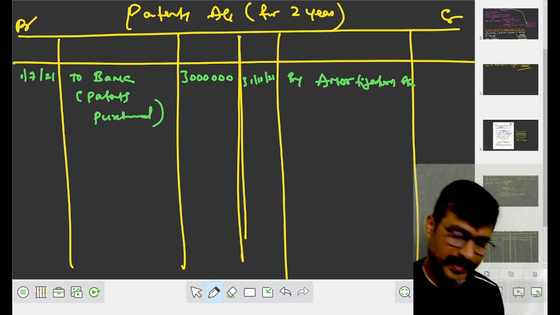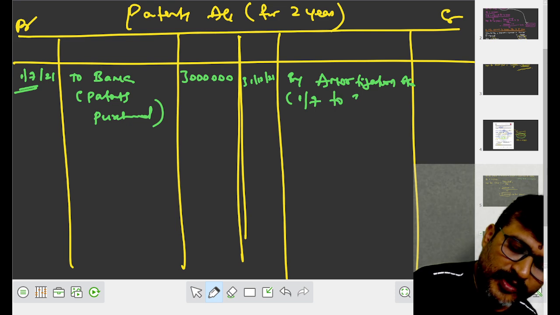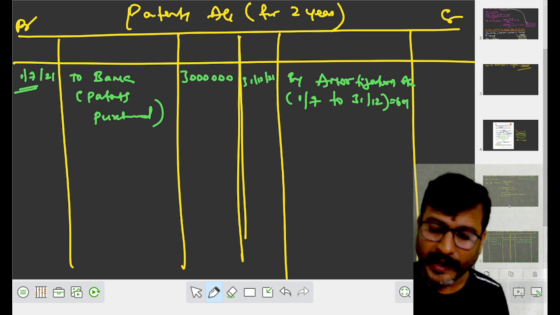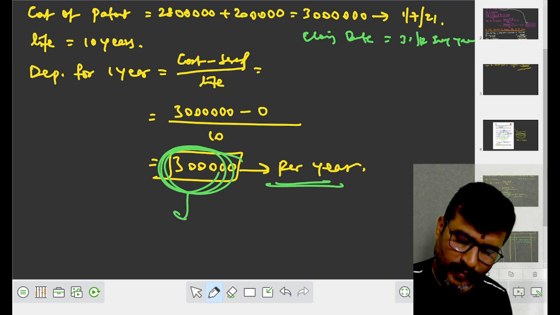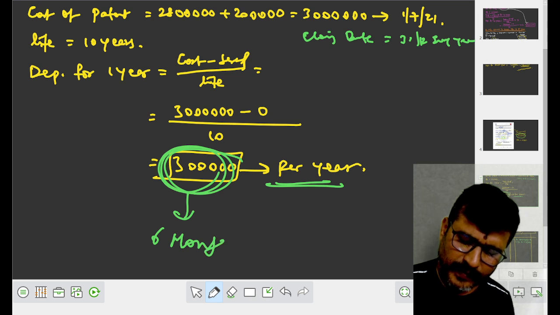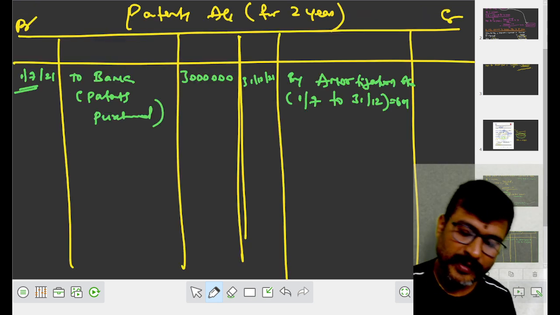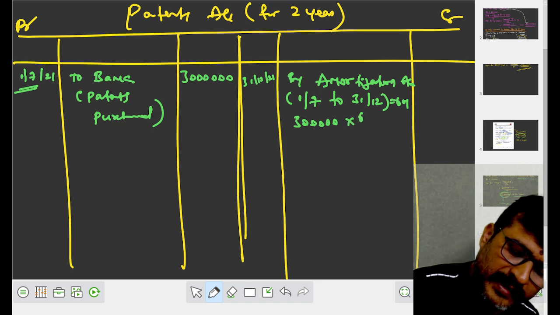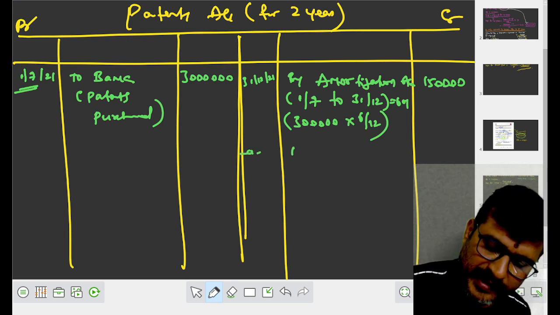For how many months? See, purchased on July 1st. 1st July to 31st December. It means 6 months. Earlier you calculated depreciation 3 lakh for 1 year. For 6 months it comes how much? Obviously it is 1.5 lakh, right? Now for 6 months, 3 lakhs into 6 by 12. Is it 1.5 lakh? Put the dots for the dates.